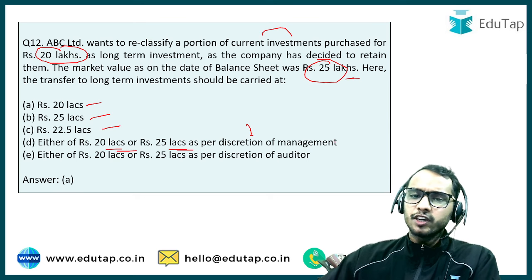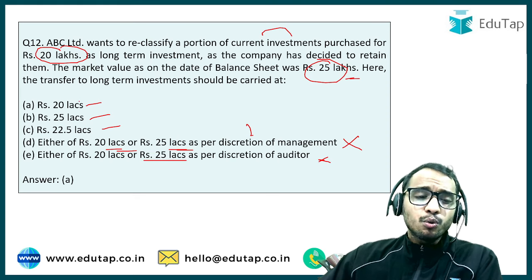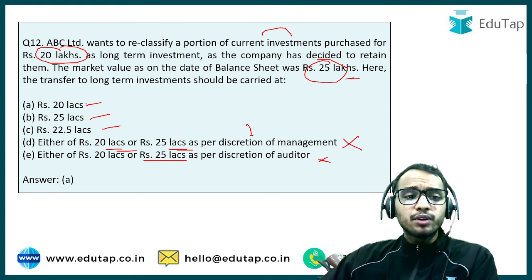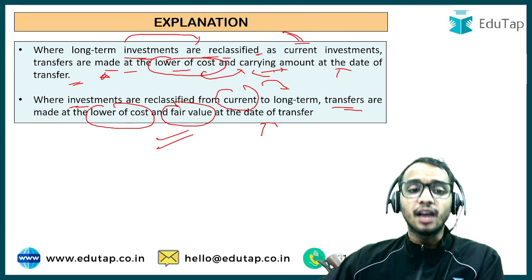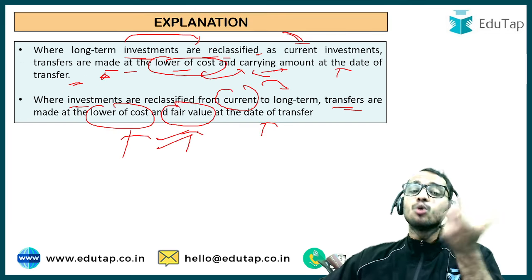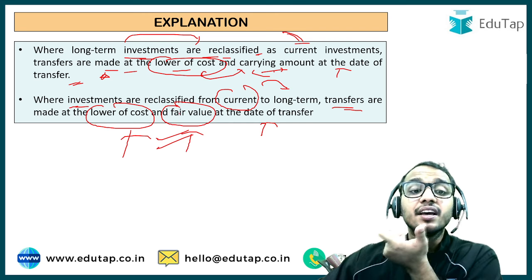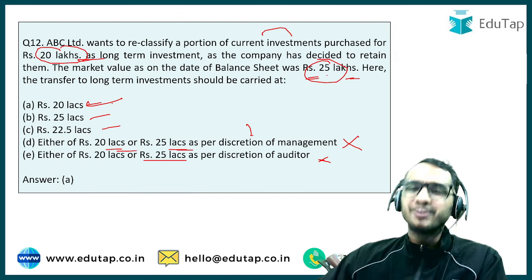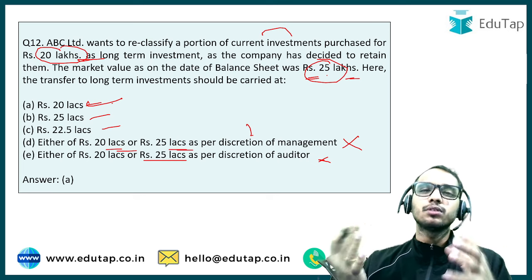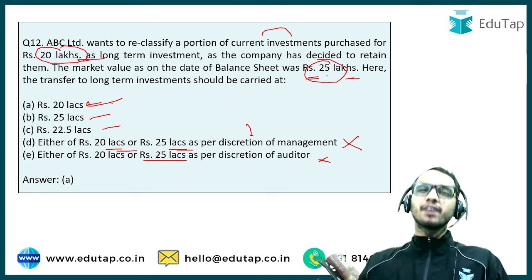Either of 20 or 25 lakh as per the discretion of management would be wrong, and 22.5 lakh is also wrong. Which is the lesser amount? The lesser amount is 20 lakh. So you are going to carry it at rupees 20 lakh, because we have seen the provision is lower of cost and fair value, and 20 lakh is lower of the two. Basically, market value gives the evidence about the fair value. What is fair value? You know that, right?